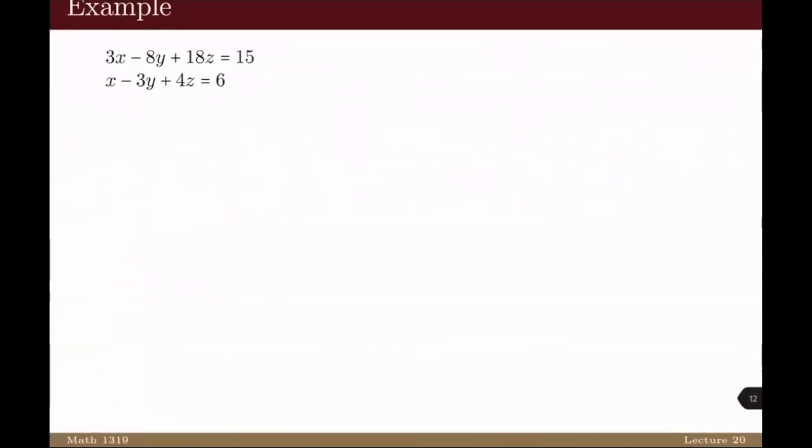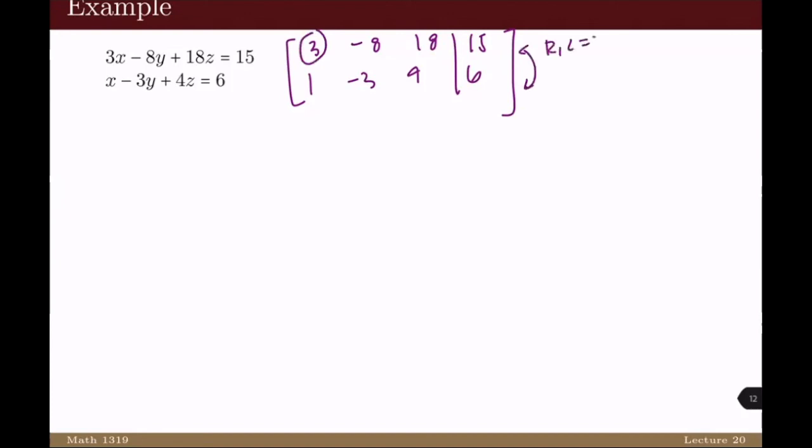So let's go ahead and just get started. What we're going to do is first set it up as a matrix. So we'll have 3, -8, 18, augmented 15. On the bottom, we'll have 1, -3, 4, 6. So the first thing that I'm going to do is, can you guess? Looking at it, do you remember the goal? We want a 1 here, right? So the first thing I'm going to do is switch these. So I'm going to say row 1 switching row 2. So that means my new matrix is going to be 1, -3, 4, augmented 6, 3, -8, 18, 15.